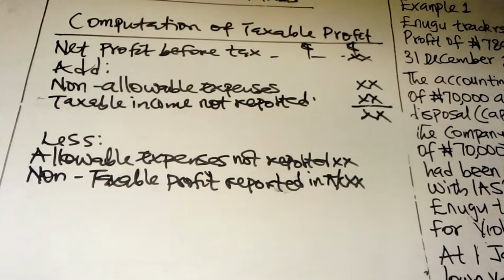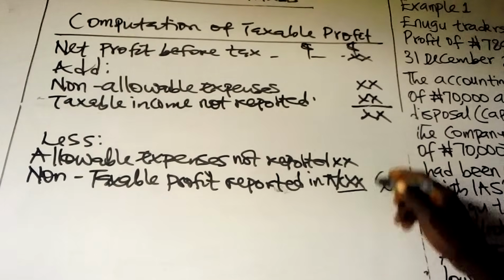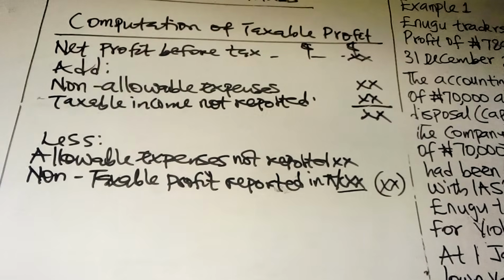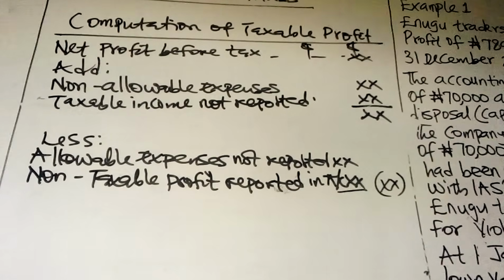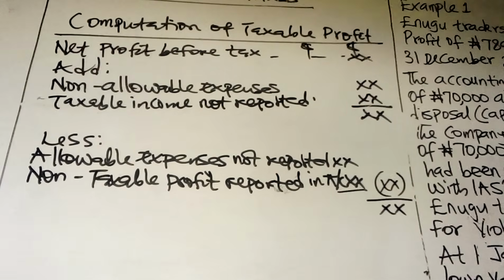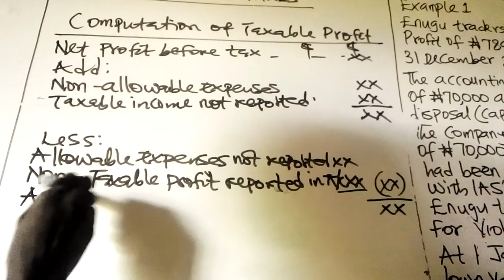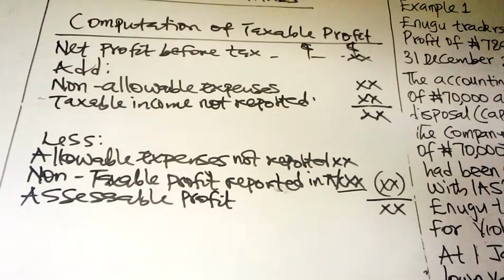So those profits that are not taxable, or profit of a company that has been granted pioneer status. So a pioneer company which falls within the tax holiday period, those profits are not taxable, so you less it. After this deduction, you get the adjusted profit or assessable profit.